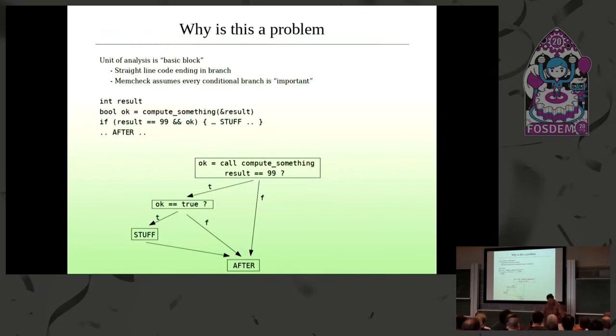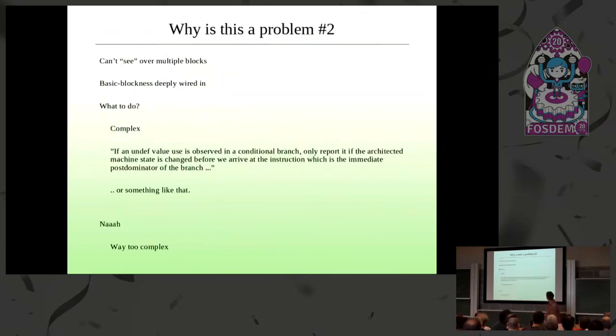So I wasn't really sure what to do. The problem is essentially Memcheck can't see over multiple basic blocks. And that assumption is deeply wired into the architecture of all of Valgrind, that is essentially a basic block at a time JIT and instrumentation system. So what was I going to do? Well, I wasn't really sure.